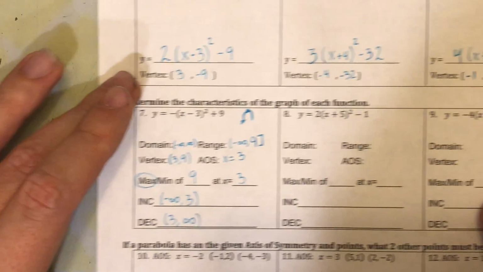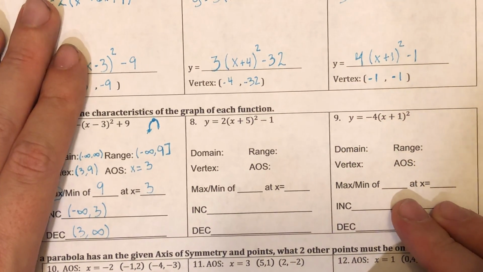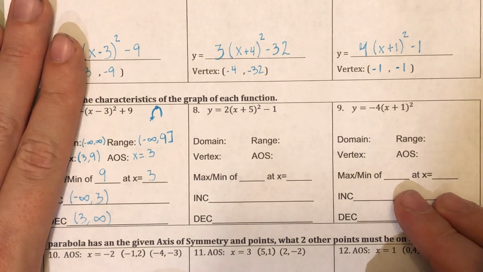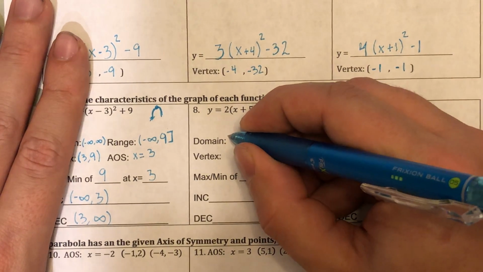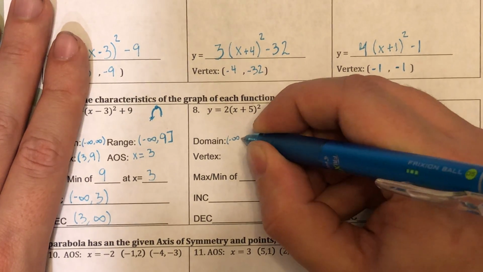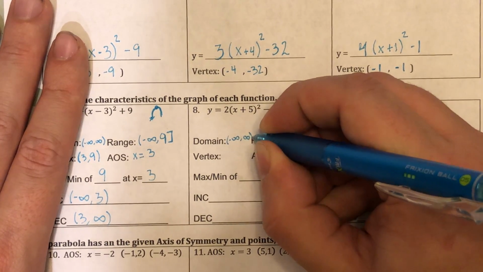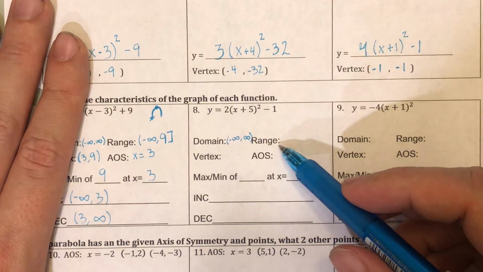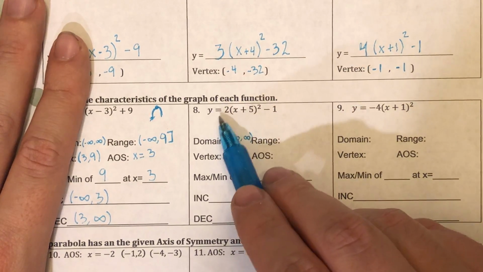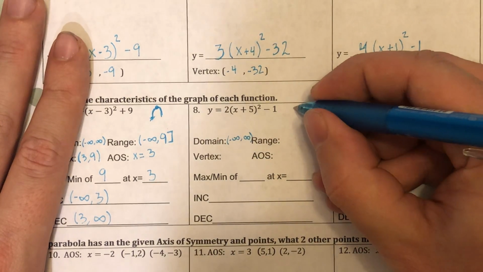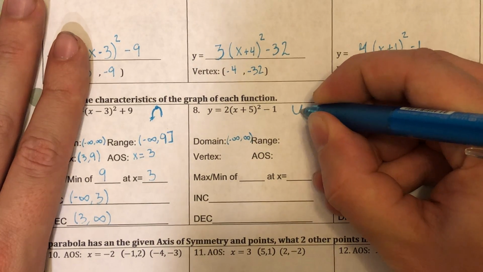So looking at number 8. Again, the domain is always negative infinity to positive infinity. To figure out my range here, I need to see, does this open up or down? Because there is no negative here, this opens up.